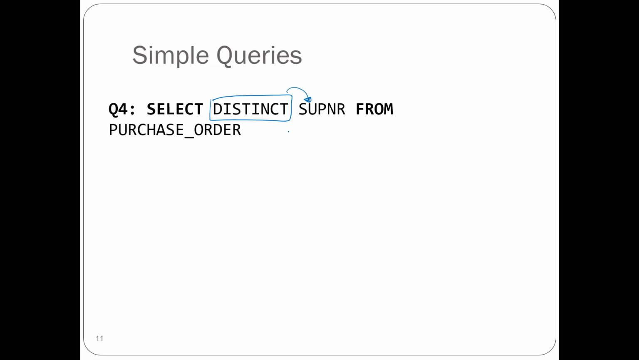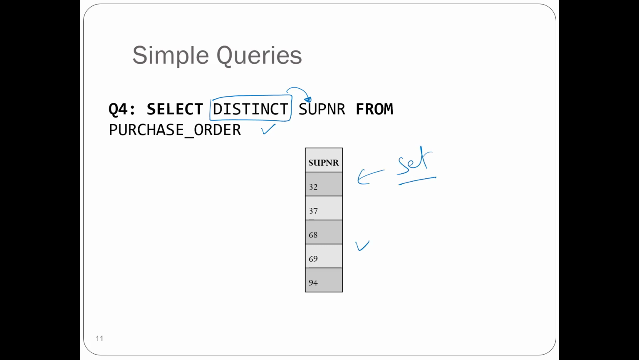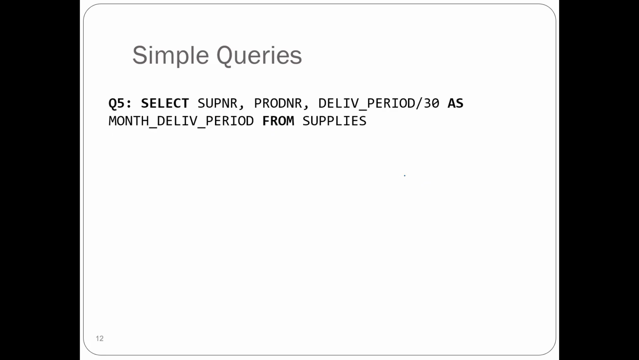So the previous query that we had written would be modified, and we would include the keyword distinct. We'll say select distinct sub NR from purchase order. And the result would be this one, and this is in fact a set. It's simple enough, but please do remember the minor difference between a select query with and without distinct. Now let's see what we have in the next query.